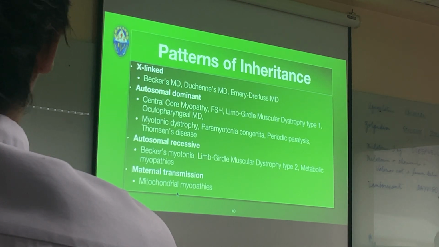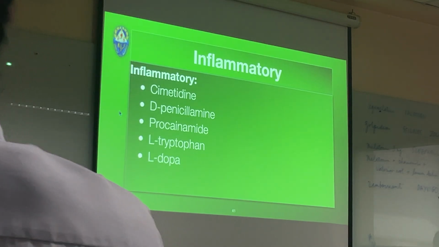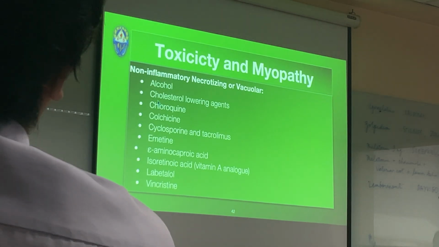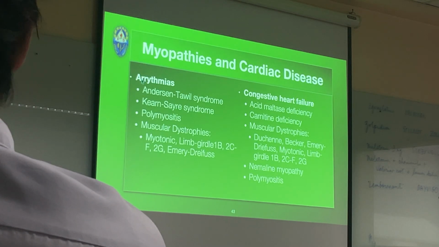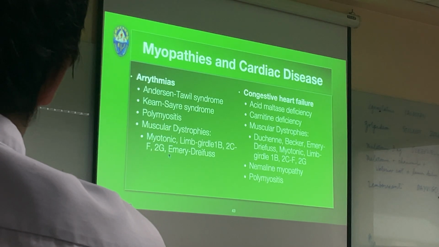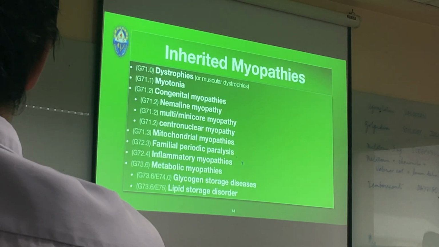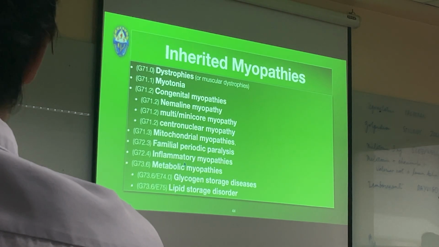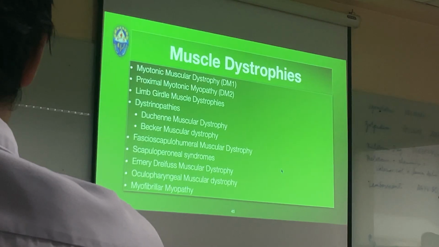Maternal transmission, mitochondrial myopathies. These are toxic neuropathies, no, that's wrong. These are the toxic myopathies. Myopathies may be associated with cardiac disease, and those with congestive heart failure. Inherited. This is the ICD classification of the different myopathies. These are the different muscular dystrophies, as we have mentioned a while ago.